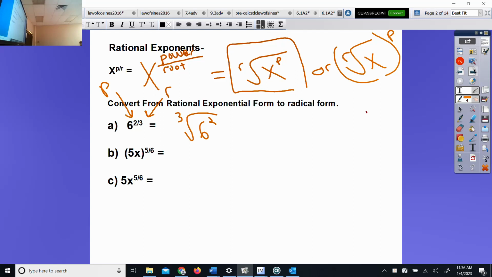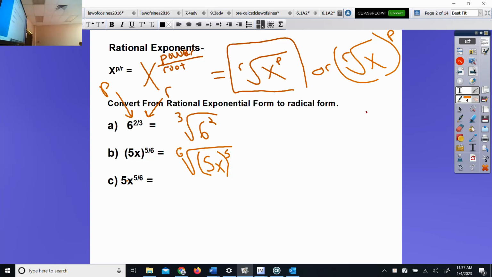What's the difference between B and C? One has parentheses. One of them says all of 5x to the 5/6. One of them says 5 times x to the 5/6. All right, so all of 5x to the 5/6, what's the root? 6. Root 6. 5x, what's the power? Is what I wrote correct? Why not? They're both 5. I'm glad you see that. Both pieces have to be to the 5th power, right? Don't drop the parentheses for no reason. They're there for a reason.